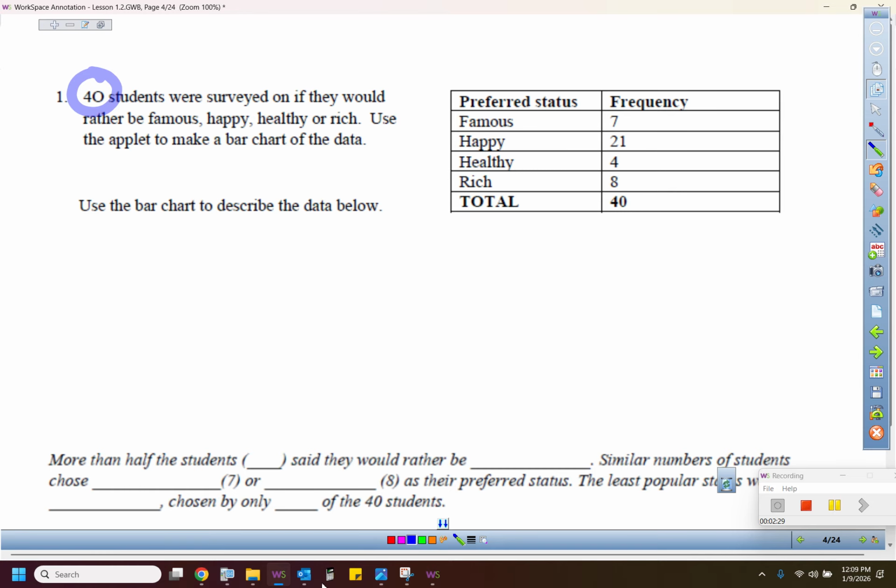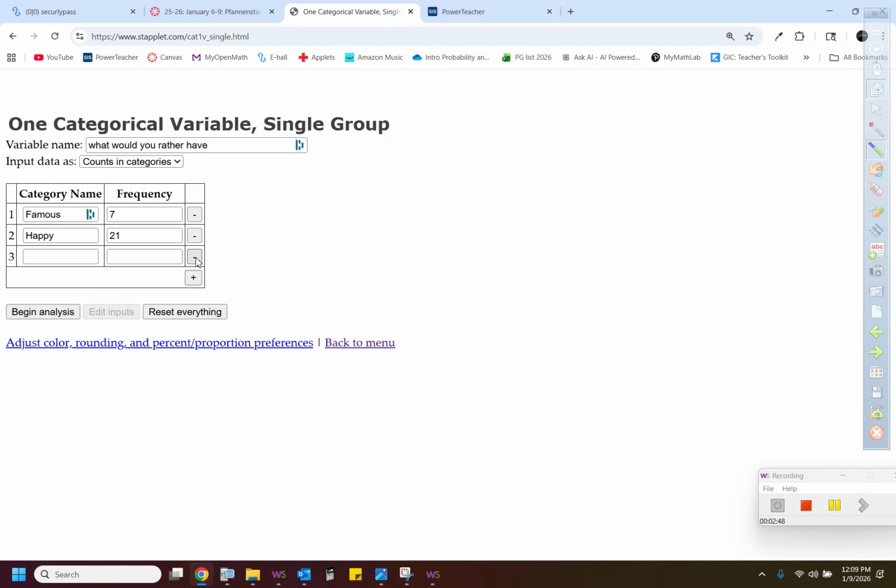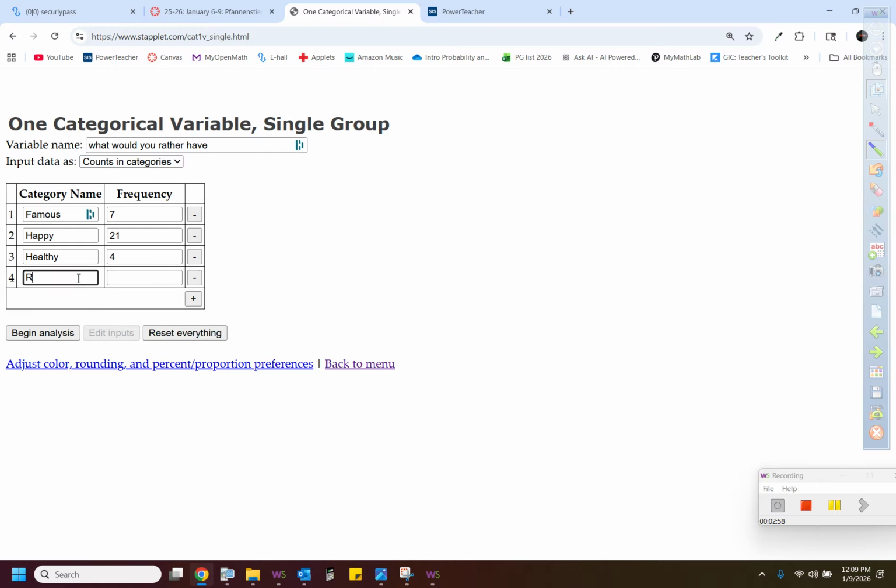So if we go back to the applet right here, one of them was famous. And they had a frequency of 7. Another one is happy. And that was 21. I need to add more, so I have to hit this plus again. So healthy, 4 people said that, and rich. I like that they told me that the total had to be 40, so it helps me double check when I begin analysis if I made a typo when I punch these in, because that is very normal to hit the wrong button.